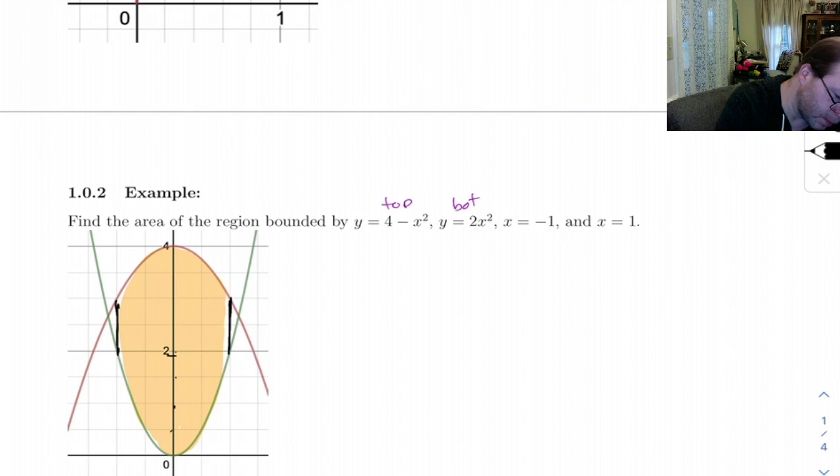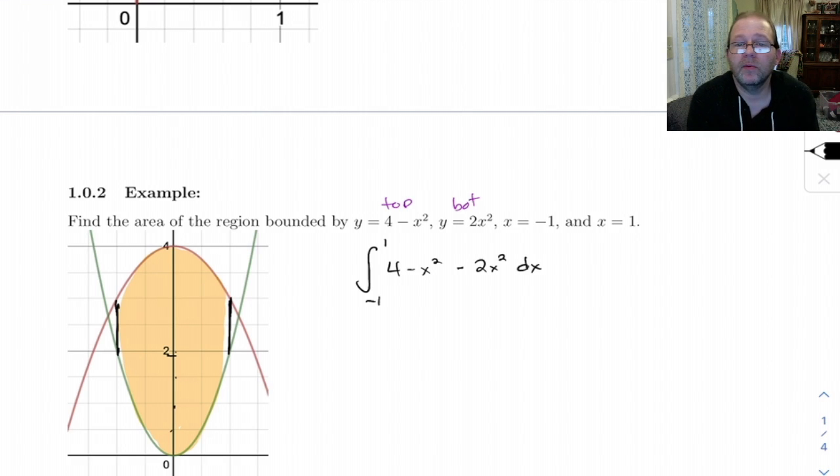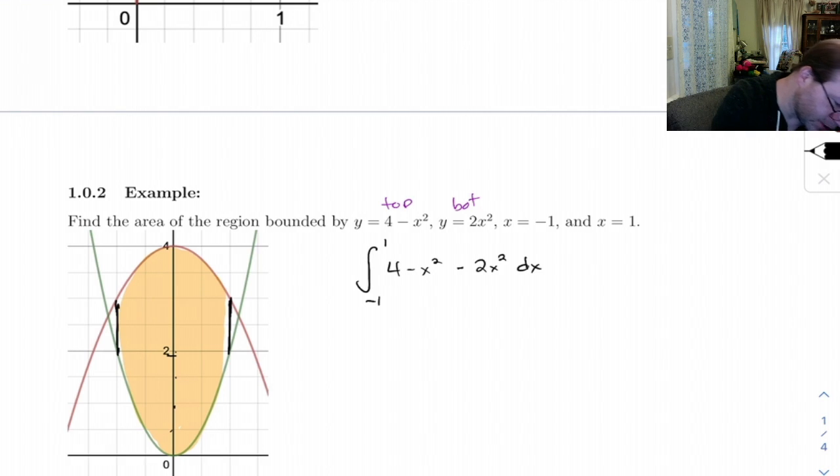All right. So that's going to be the integral from -1 to 1 of the top minus the bottom. And before I actually do the integral, I want to do two things to this. First, I can combine those together to get 4 minus 3x squared from -1 to 1. And another thing I can do here is symmetry.